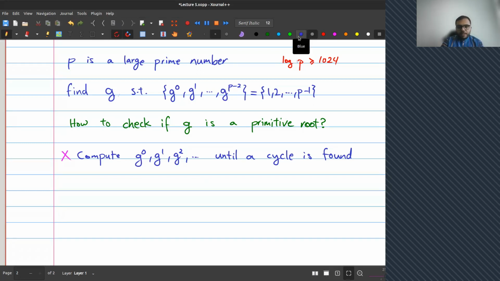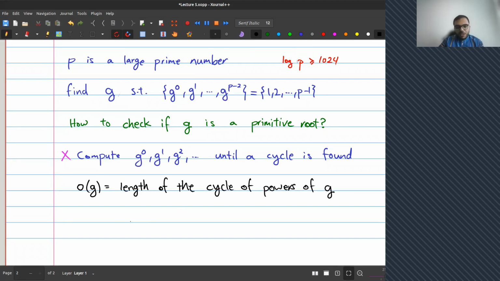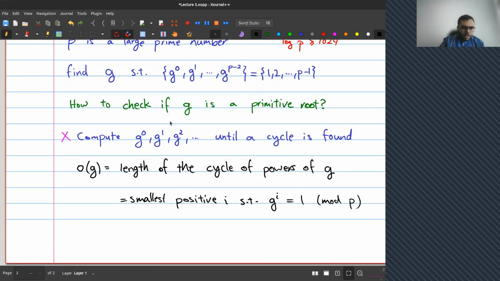So let me show the length of this cycle by O of g. So let's say O of g is the length of the cycle of powers of g. Or if I want to be very mathematically precise, this is the smallest positive i such that g to the power of i is 1 mod p. Okay. Now, what do I know? I know that this cycle length is going to be a divisor of p minus 1.